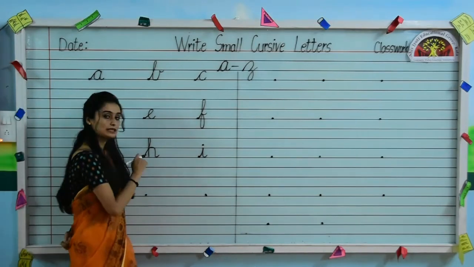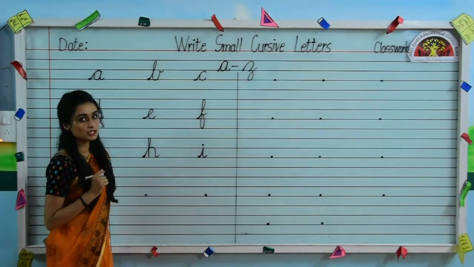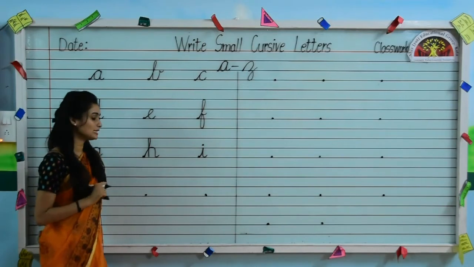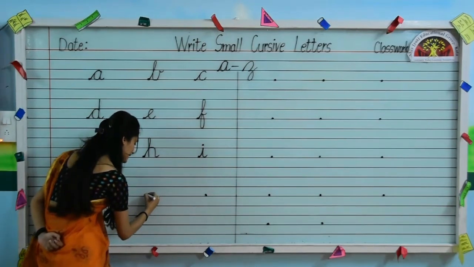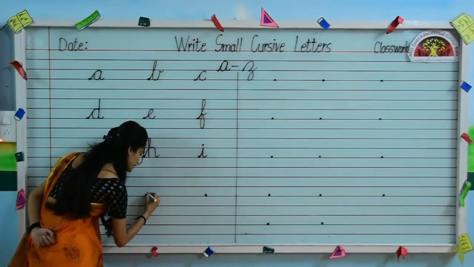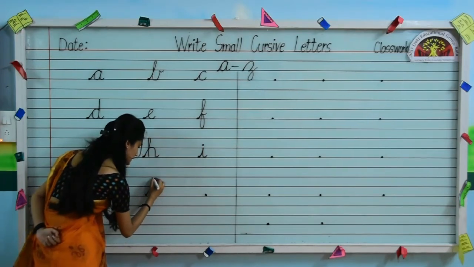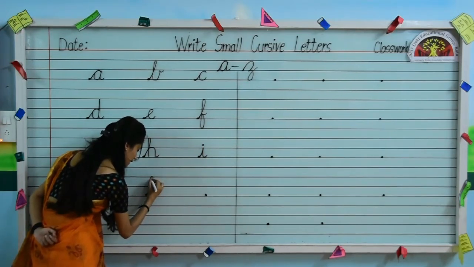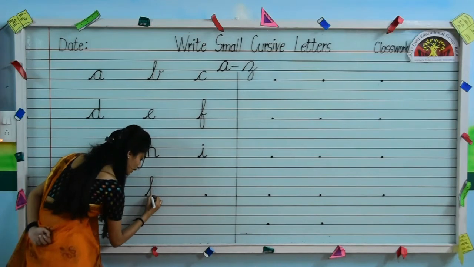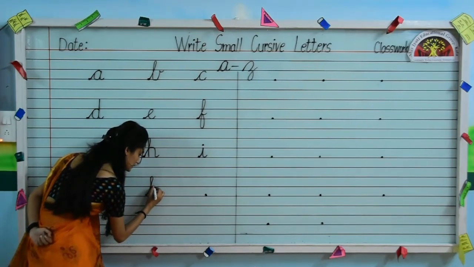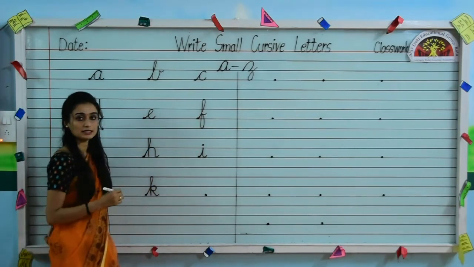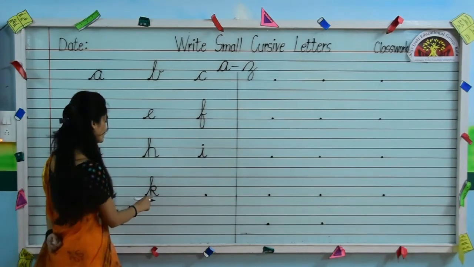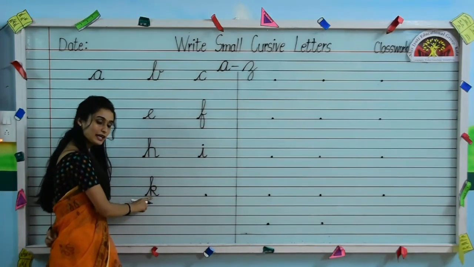Now come on the next dot. What comes after J, kids? After J, the next letter is K. So from the dot, go up, make a slanting line, make a loop, come down till the fourth line. Again go back till the second line, curve, then a slanting line and out like this. This way you have to write letter K.